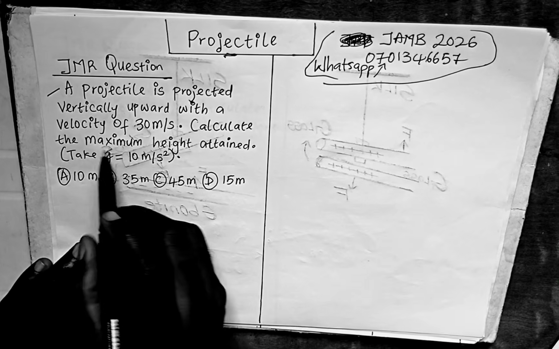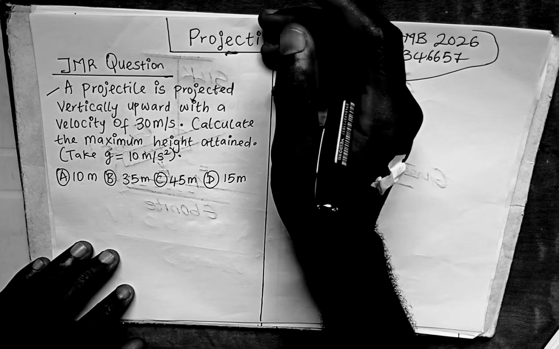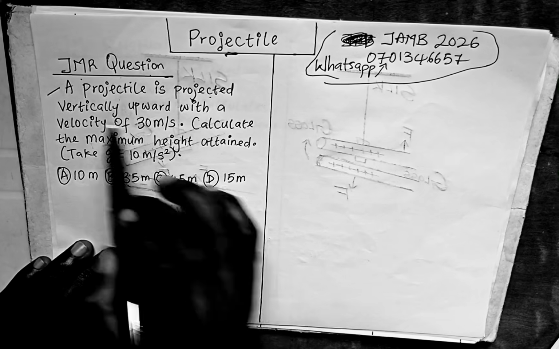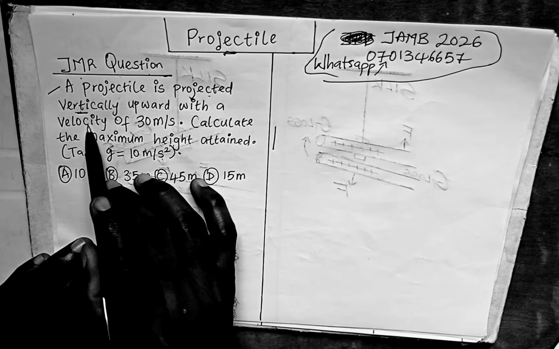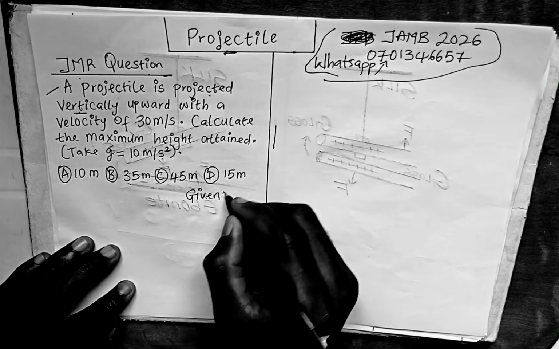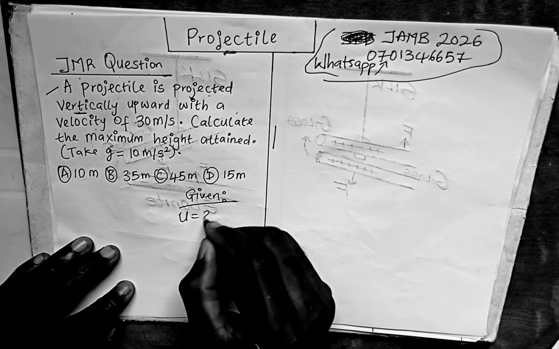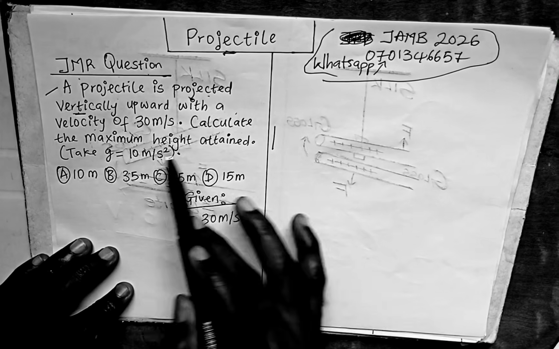So here they are asking us to calculate the maximum height attained. It's part of what Jamb recommended in the syllabus. Jamb must repeat this question. The question reads: a projectile is projected vertically, that's straight upward, with a velocity of 30 meters per second. Let's write it down. Given: initial velocity u is equal to 30 meters per second. Calculate the maximum height attained.